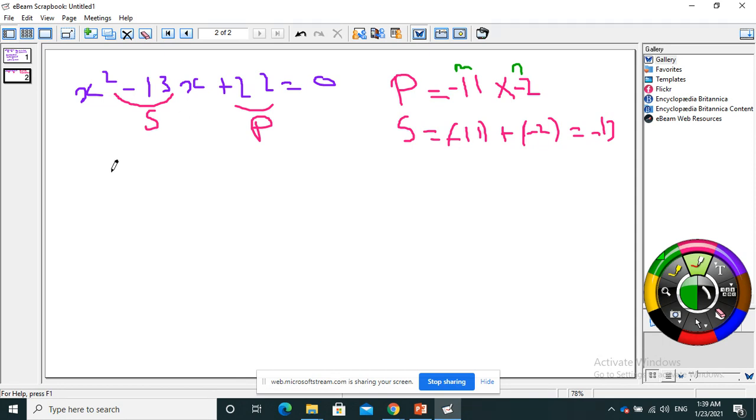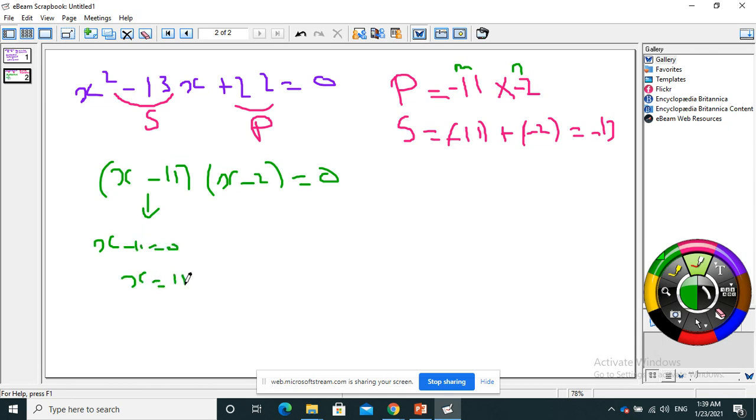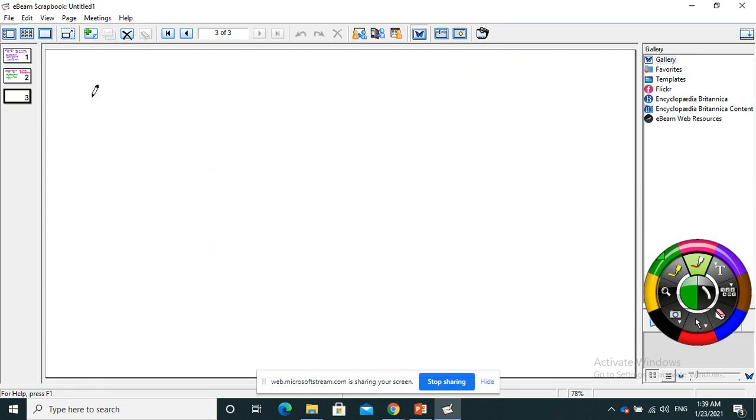So then I can write it x minus 11 and x minus 2 is equal to 0. So this one will give me x minus 11 equal to 0. It gives me x equal to 11, and this one will give me x equal to 2. Guys, we're going to do more and more exercises in the class. I'll just do one more and I'm going to show you what will happen here.